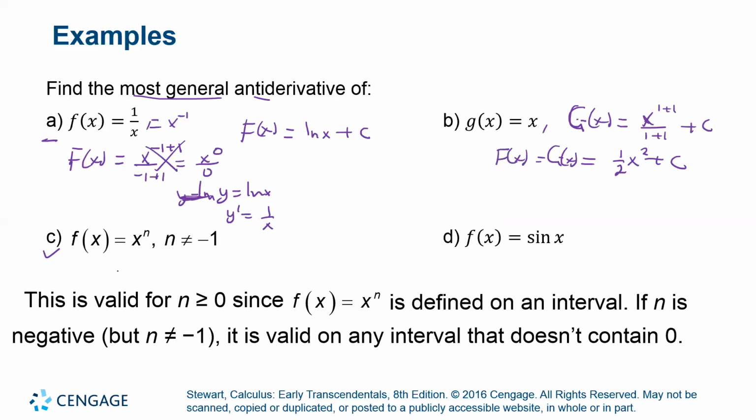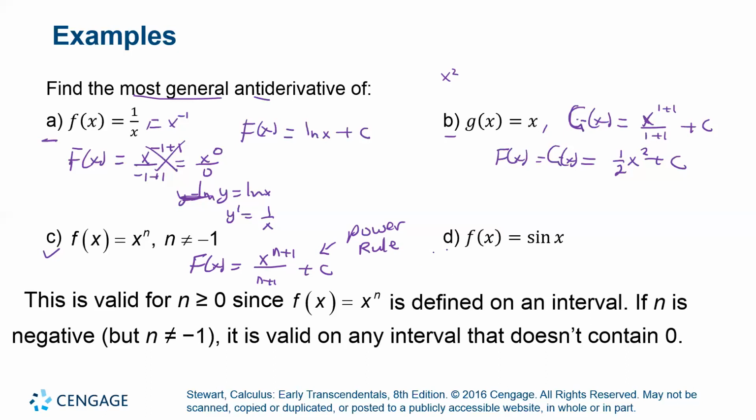Generally, if I want to use what I used in part C, and also for f of x equal to x squared, this is the formula that we just used. The antiderivative of this function in part C, when n is not equal to negative 1, is x to the n plus 1 over n plus 1, plus a constant c. This is what we call the power rule.